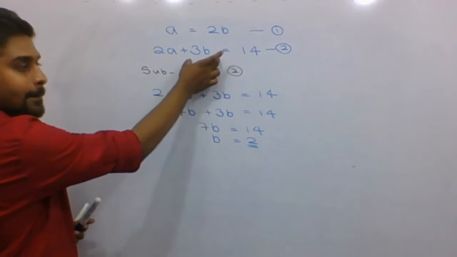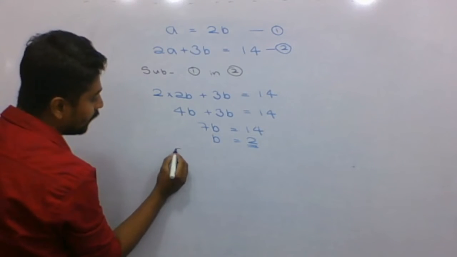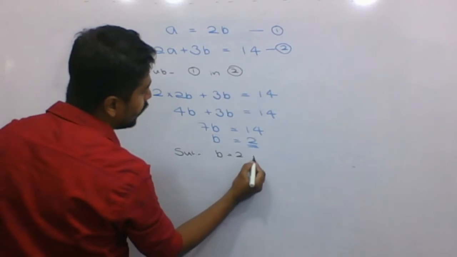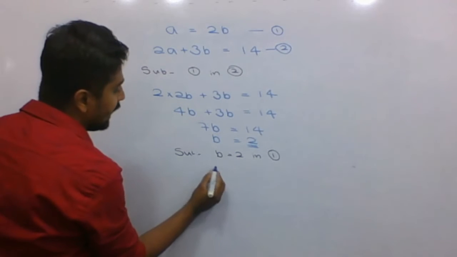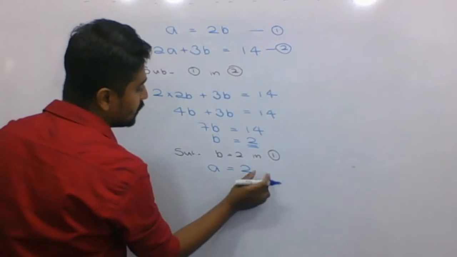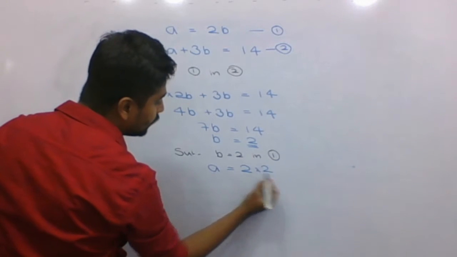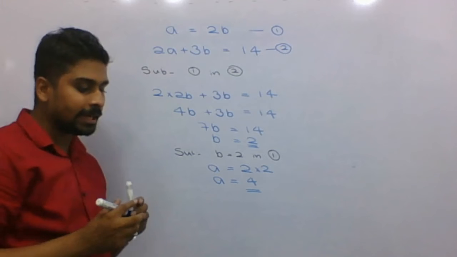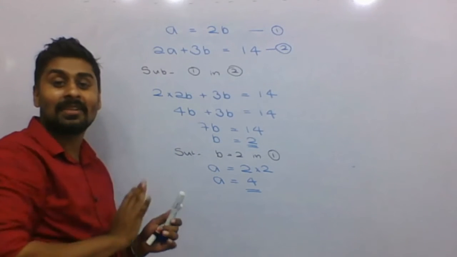Don't substitute here. We can do this easily at first. We should choose easy steps like that. How to do this one? Substitute b equal to 2 in the first equation. Then a equal to, instead of the b, we are putting what? We are putting 2. So a equal what? a equal 4. Right? This is a very easy one, easier than the previous one.